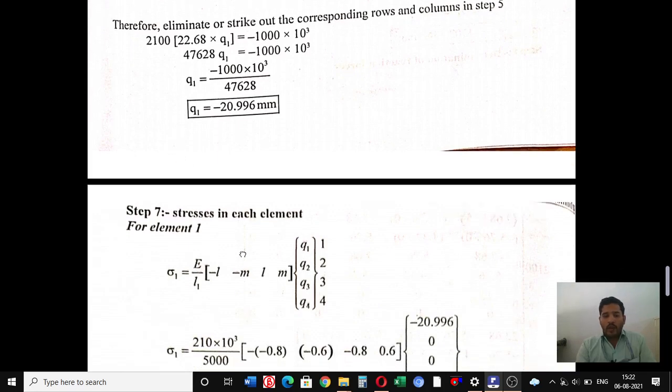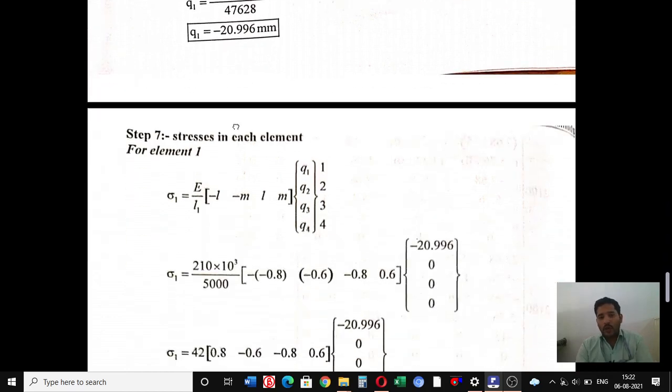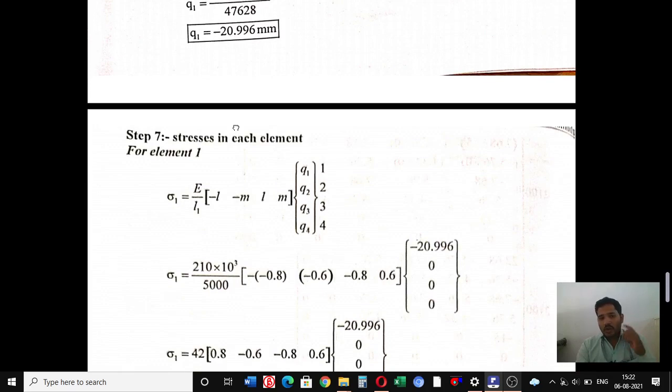After getting the value of Q1, Q2, Q3, Q4, Q5, Q6 are also 0, because our intention is to find the value of Q1. Q1, how much did we get here? Minus 20.996 mm. After getting the value of Q1, we need to find the stresses in each element. We have 2 elements, so we need to find 2 stresses.